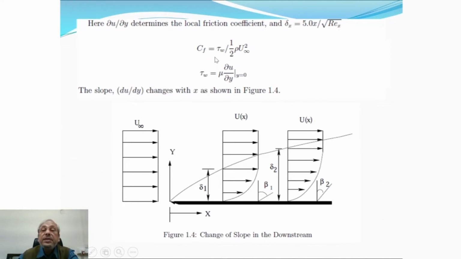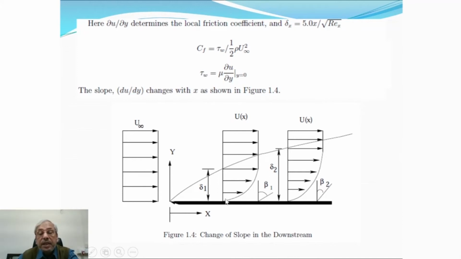Now Cf is Tw by half rho u infinity square. This is the skin friction coefficient, which is basically non-dimensional shear stress. So what is the value of shear stress? Shear stress is mu into del u del y at y equal to 0. So the slope del u del y plays a very important role.